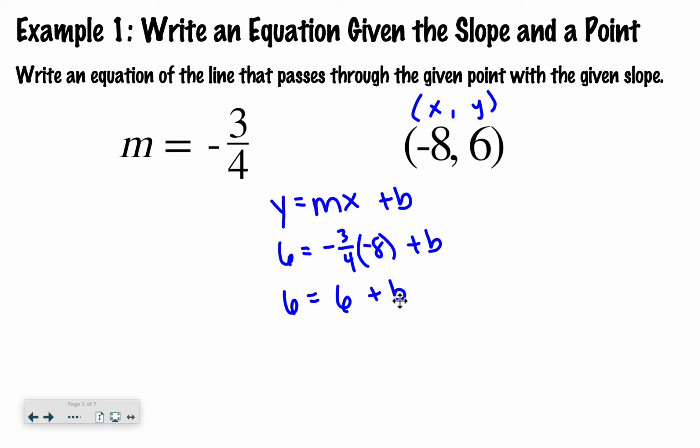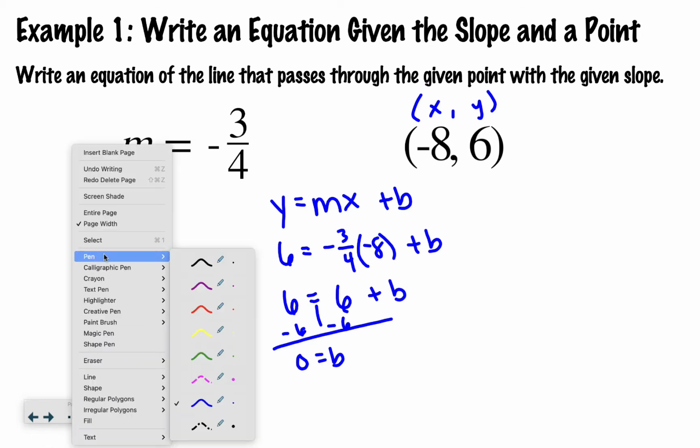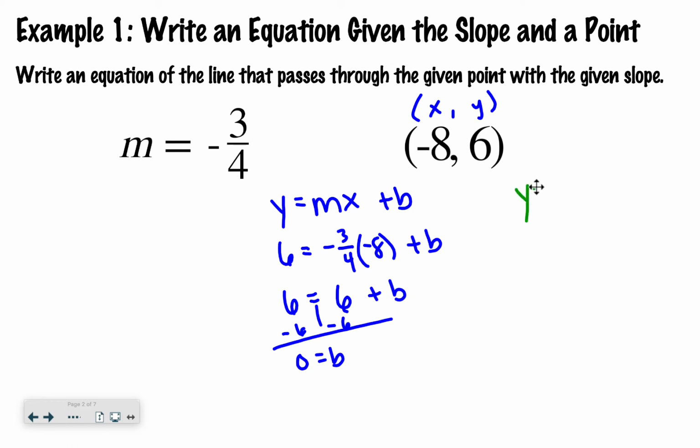And then I want to get b all by itself, so I would subtract 6 from both sides. And if I do that, I have 0 equals b. Then I can write my equation out in that slope-intercept form. So I'd have y equals my slope, negative 3/4 x plus 0. But remember, if we ever have plus 0, we don't actually have to write that. So in this case, my equation would just be y equals negative 3/4 x.